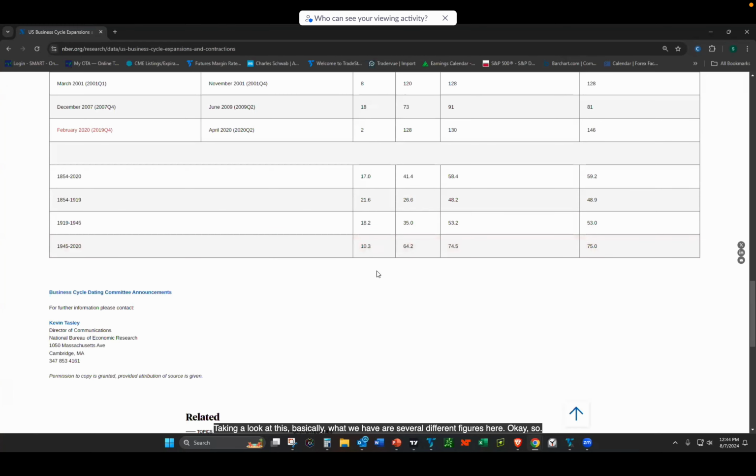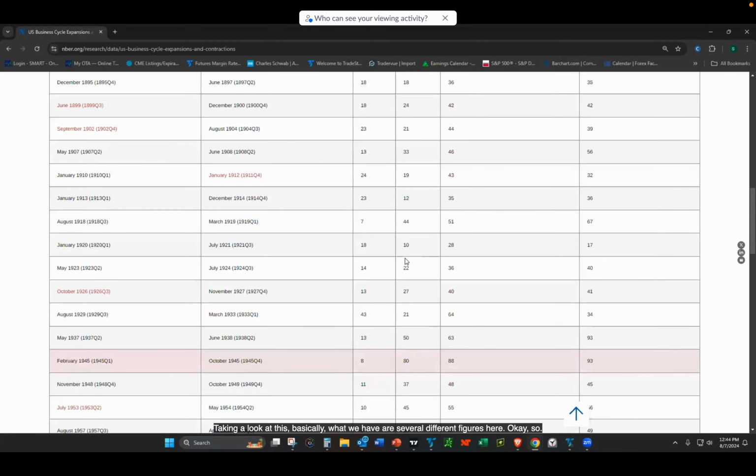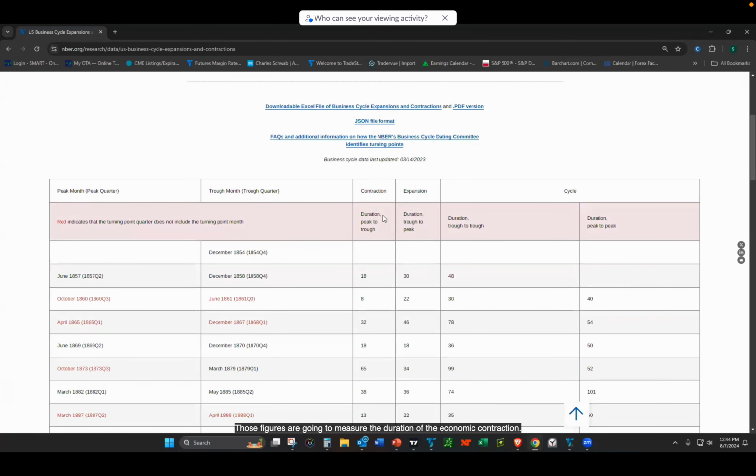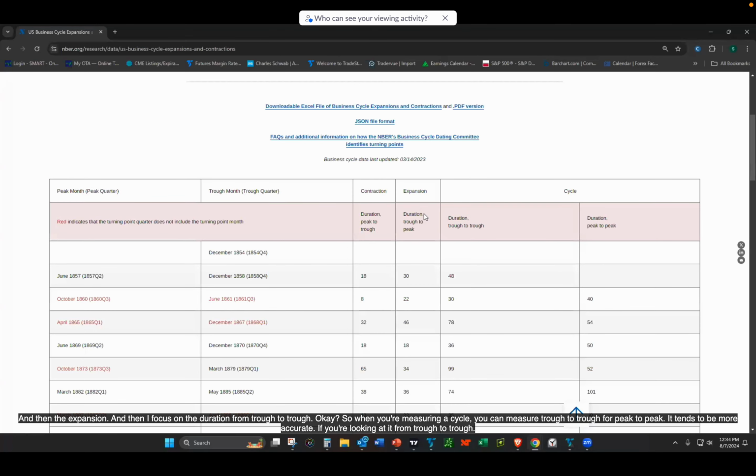So taking a look at this, basically what we have are several different figures here. Those figures measure the duration of the economic contraction or recession, and then the expansion, and then I focus on the duration from trough to trough. When you're measuring a cycle, you can measure trough to trough or peak to peak. It tends to be more accurate if you're looking at it from trough to trough.